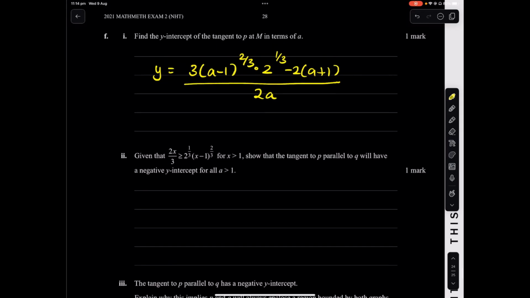Given that 2x 3 is greater or equal to 2 1/3, x minus 1 2/3 for x greater than 1, show that the tangent to P parallel to the Q will have a negative y-intercept for all a's greater than 1. 1 mark.